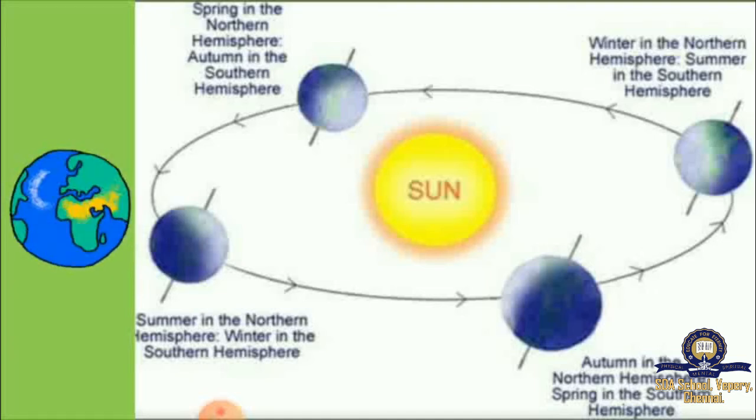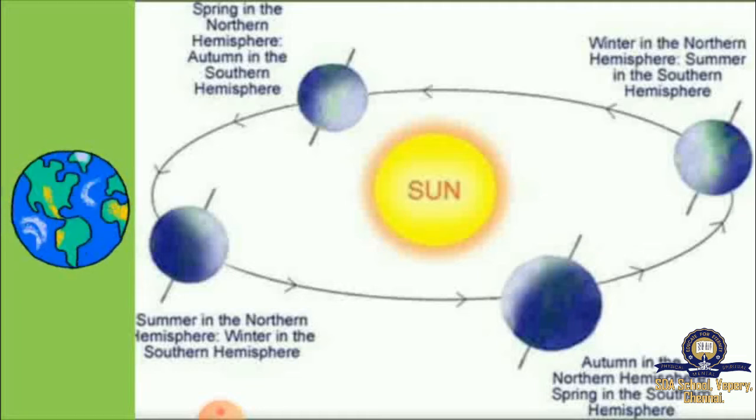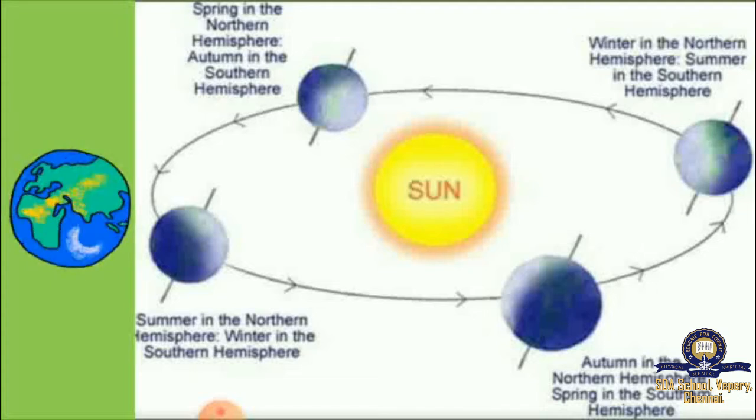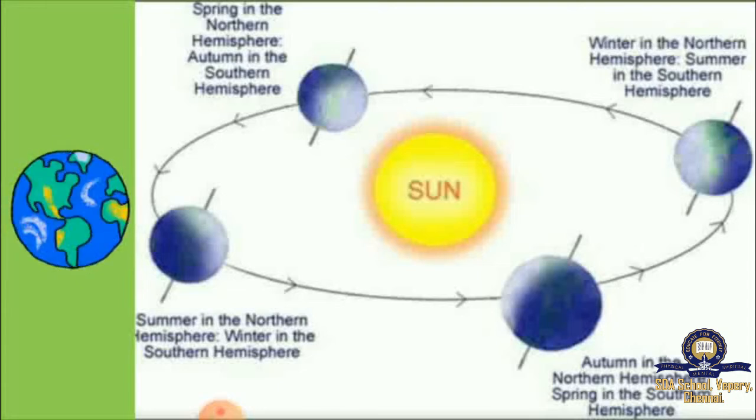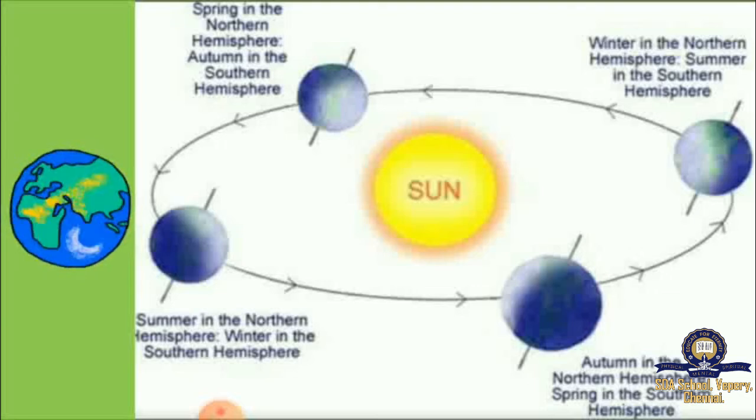Next is position 2. Position 2 is located at the left side of the sun. That is summer in the northern hemisphere, winter in the southern hemisphere. In position 2, the northern pole is tilted towards the sun. The northern hemisphere gets more sunlight. Therefore, it is summer in this hemisphere.